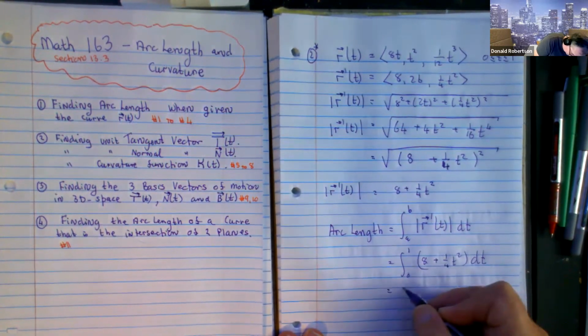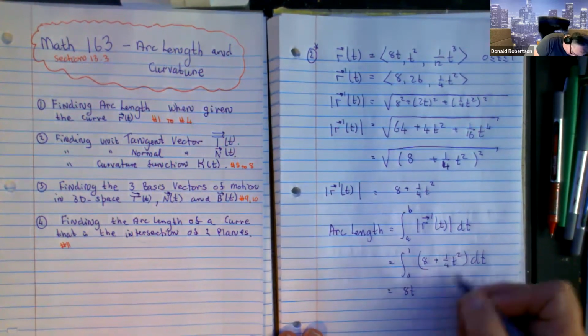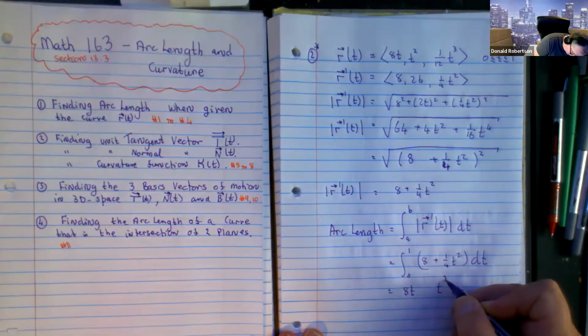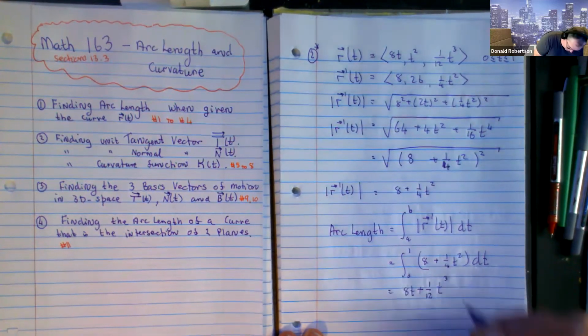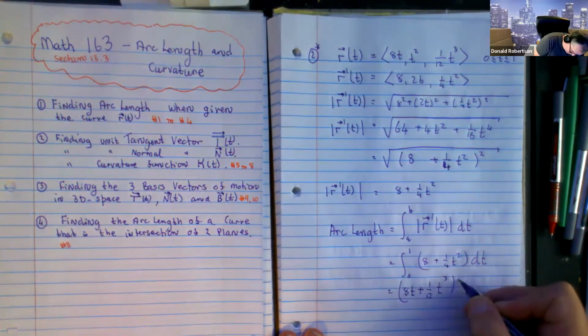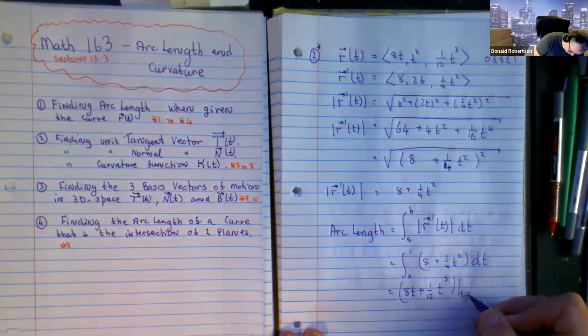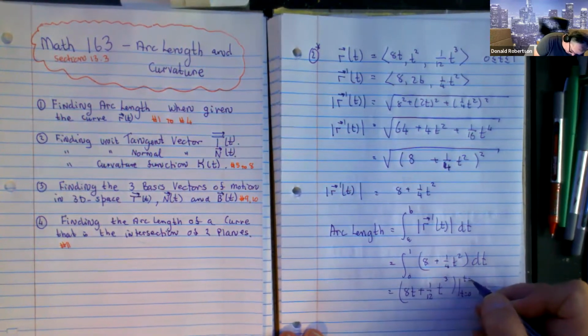And the power rule says 8t. If you add 1 to the power here, you get that, and divide by the new power, you get that. So there's our guys, evaluated at t equals 0, and finally at t equals 1.